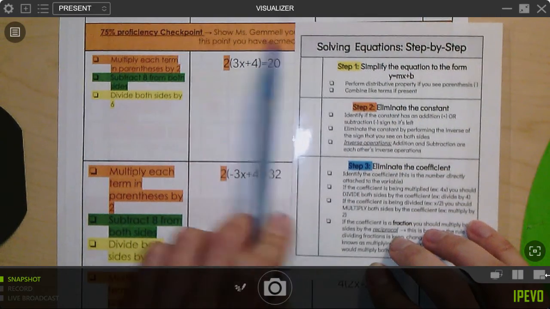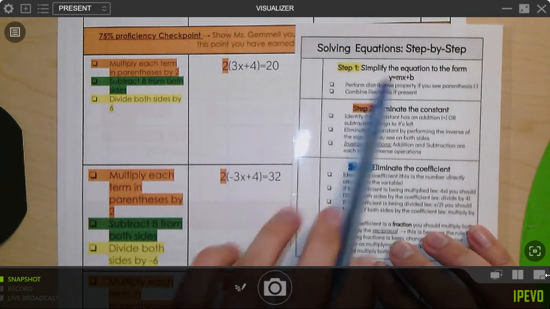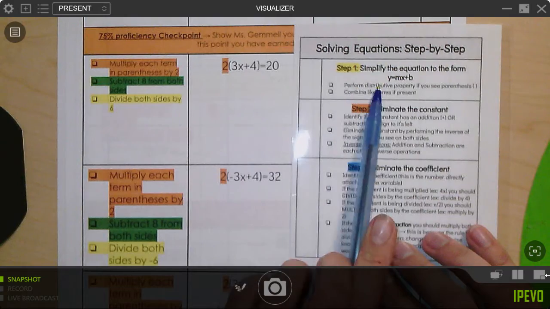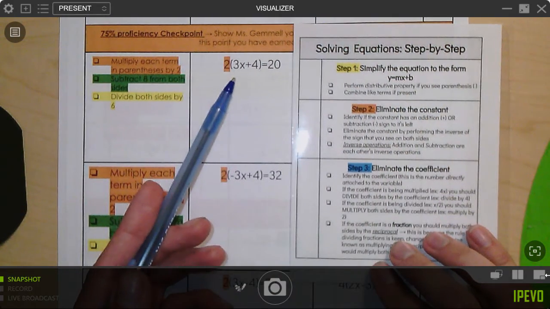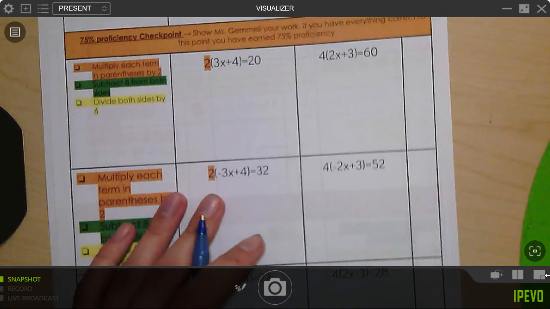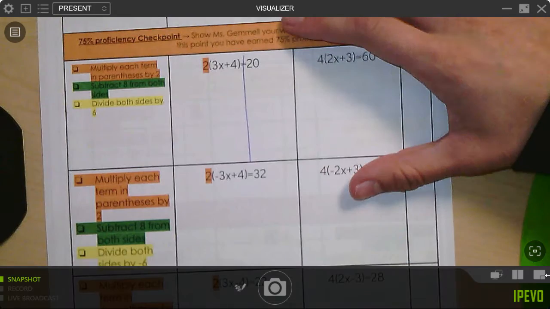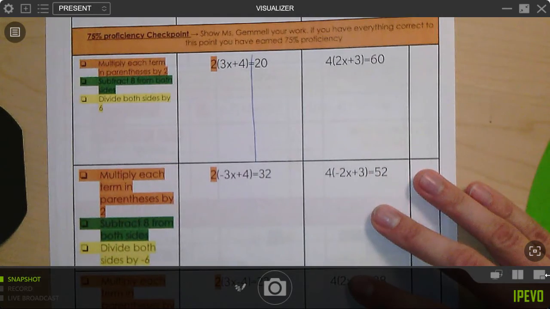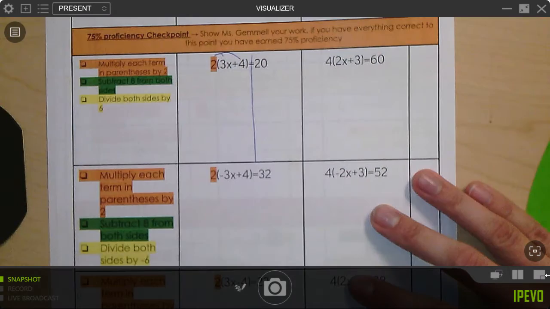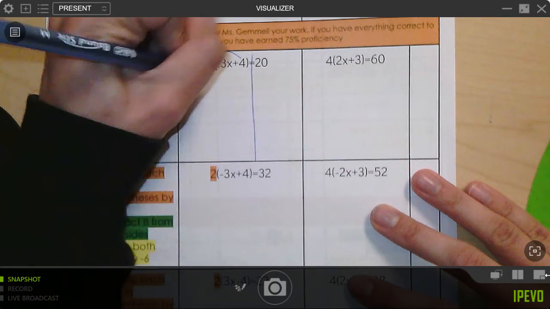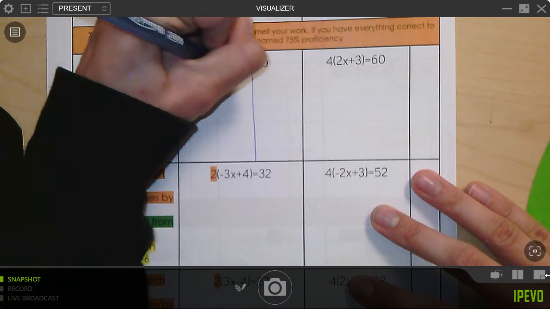This is the first time that our equation is not already in this form, so we are going to have to do step 1. It tells us to perform distributive property if you see parentheses. I see parentheses here, so I am going to perform the distributive property. Remember, first thing we want to do is draw a line through our equal sign to separate the two halves of our equation. I'm going to distribute the number on the outside of the parentheses to the inside. 2 times 3x is 6x. 2 times 4 is positive 8.